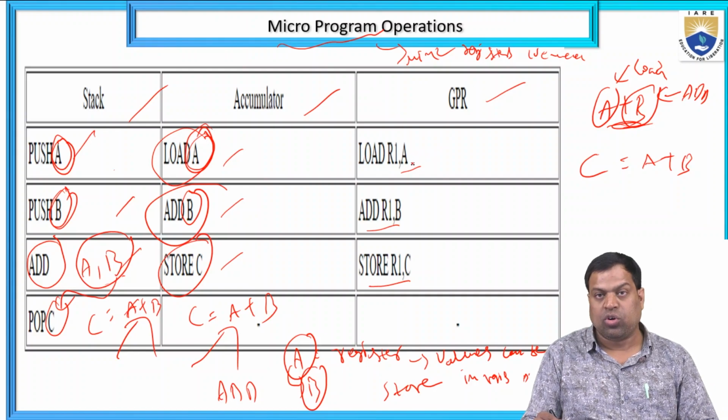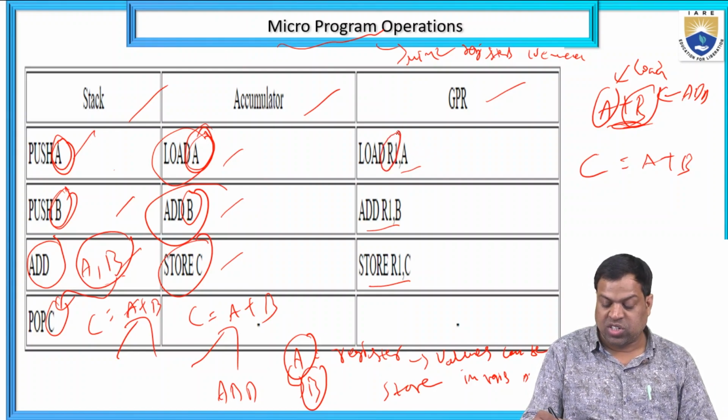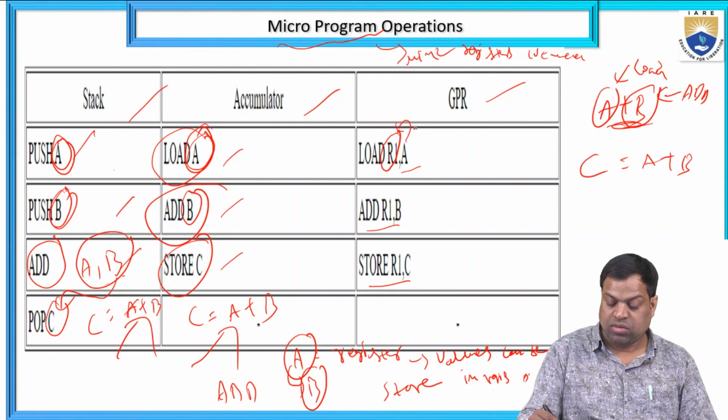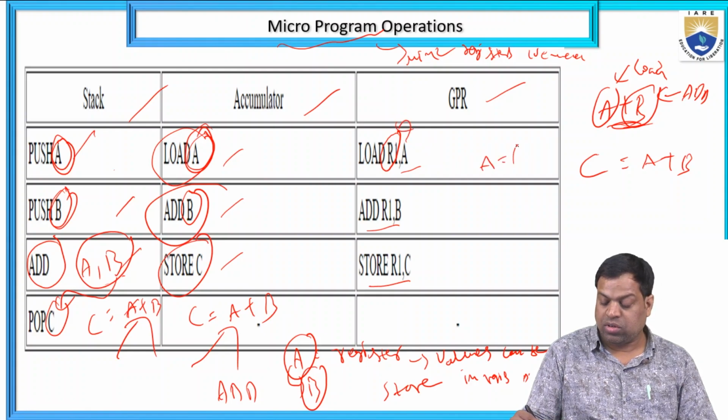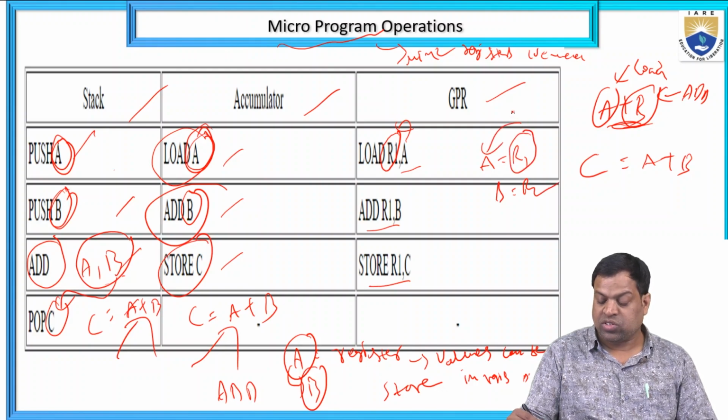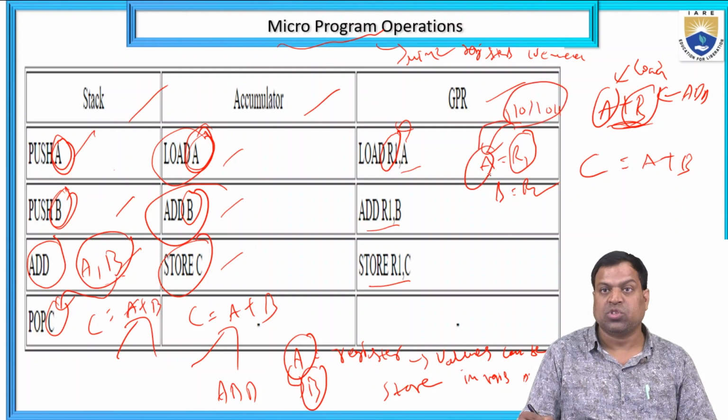That means load R1 comma A: the R1 register values are stored in the A register. A equal to R1 and B equal to R2. Suppose R1 equals 110, 110, 11, for example. Then this binary value will be stored in A. That is load R1 comma A.